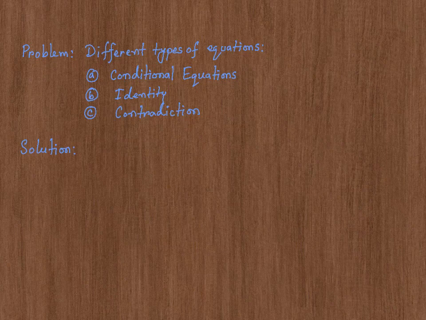In this video, we are going to discuss different types of equations. There are three general types you can think of. One is conditional equation, another is identity, another is contradiction. Conditional equations are equations that hold true for only specific values of the variable.